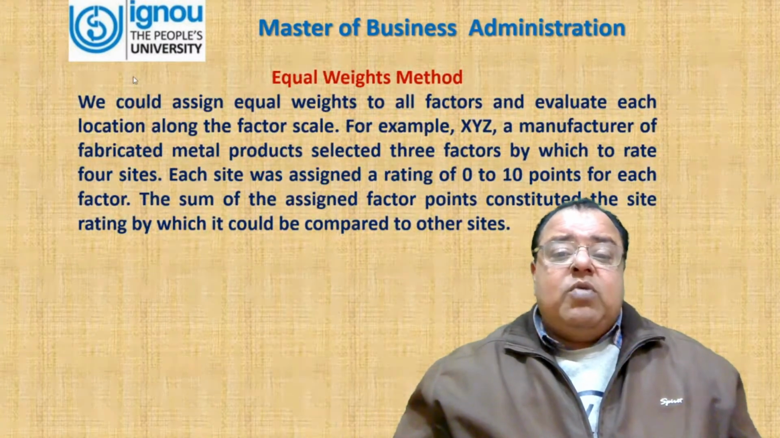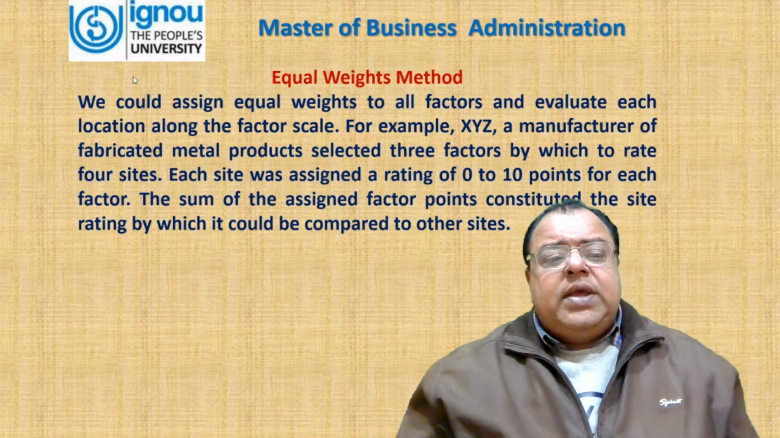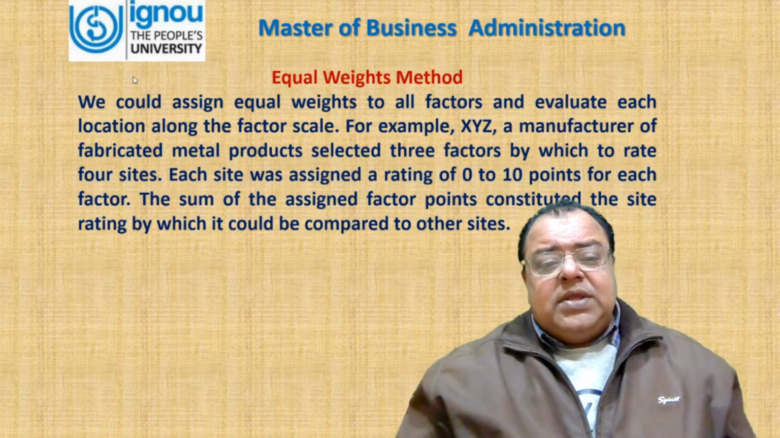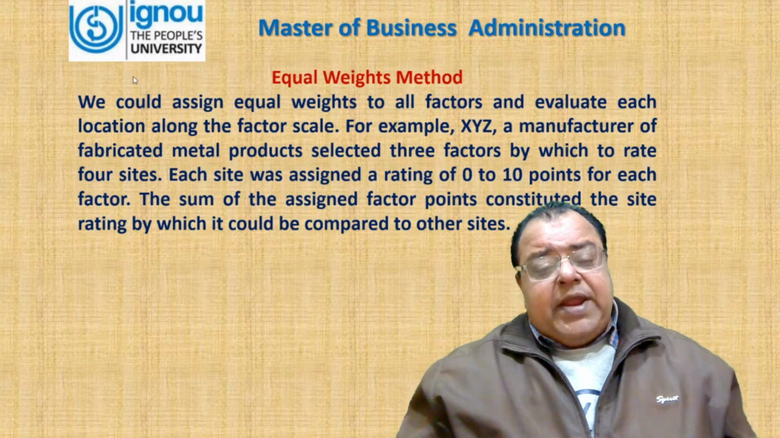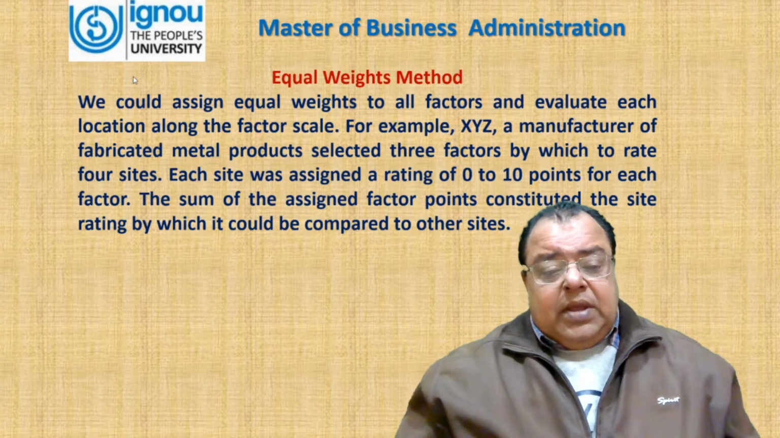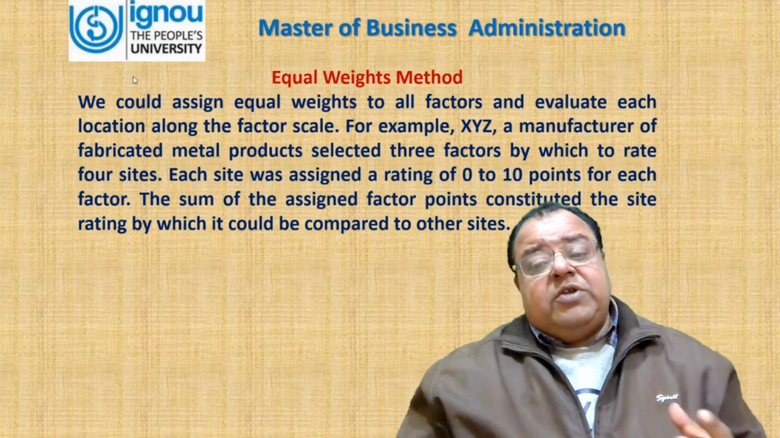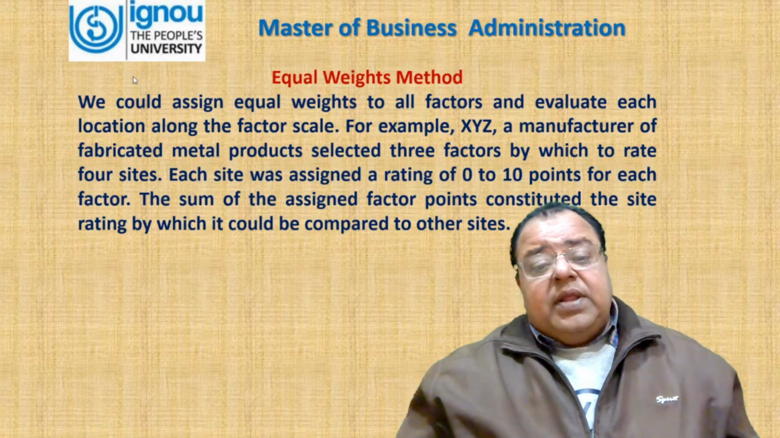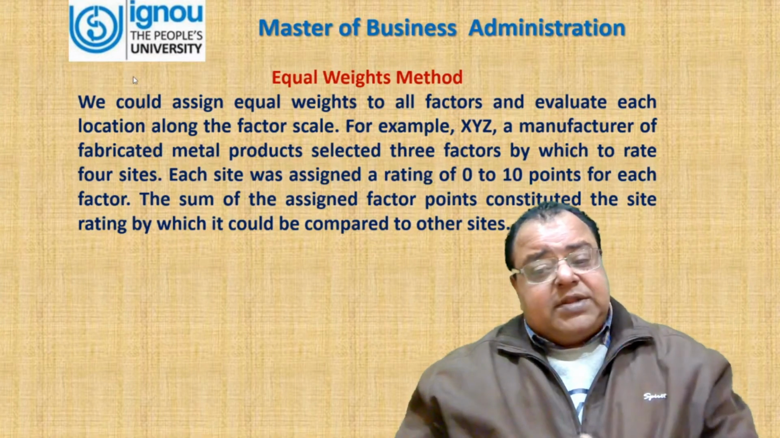We will start with the equal weights method. We could assign equal weights to all factors and evaluate each location along with the factor scale. For example, XYZ, a manufacturer of fabricated metal products, selected three factors by which to rate four sites. Each site was assigned a rating of 0 to 10 points for each factor. The sum of the assigned factor points constituted the site rating by which it could be compared to other sites.